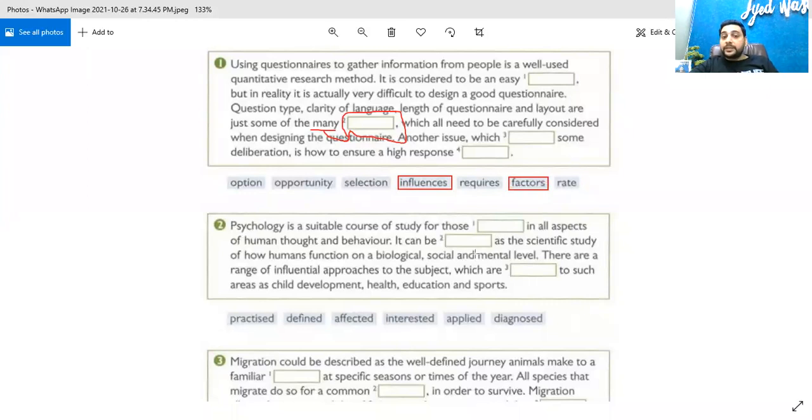Now, influences: just some of the many influences. Think about the topic of the passage, the context. Context is research, the method, questionnaires. Now, in this case, will influence go or will factor go? So as we are talking about research and questionnaires, factors should go.